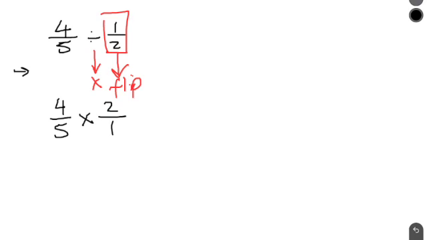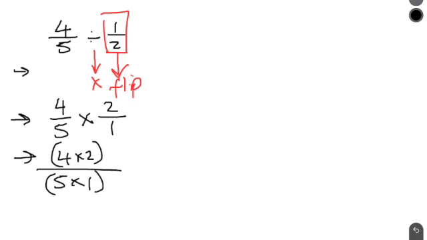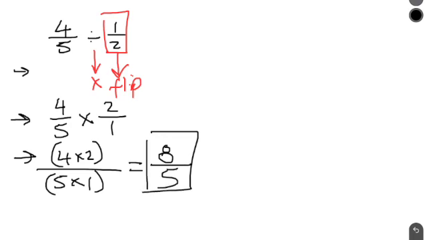Okay, so once we have this step, now we proceed with the procedures for multiplying fractions, and that is you multiply all the numerators together, and then you multiply all the denominators together. What you have is 4 times 2 is 8, and 5 times 1 is 5, and this would be your answer here to that problem. Okay, so you see it's very simple.